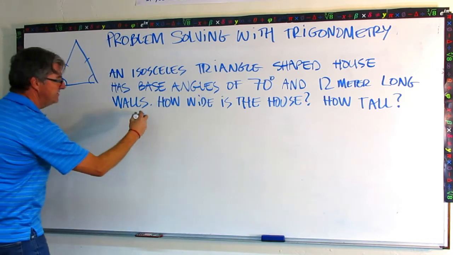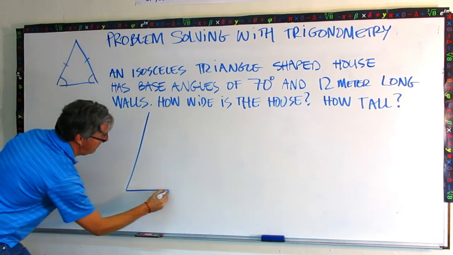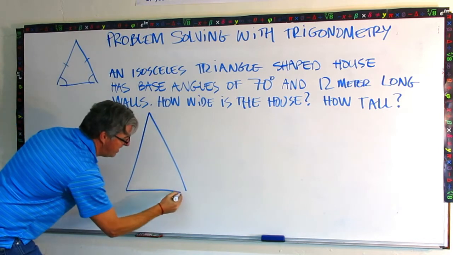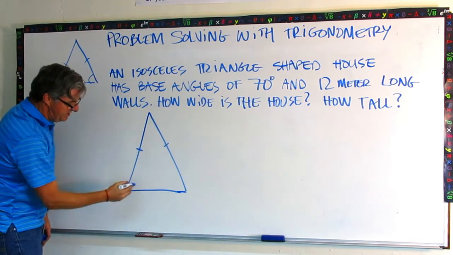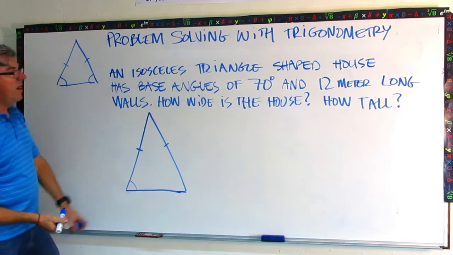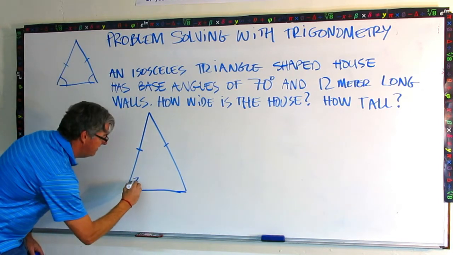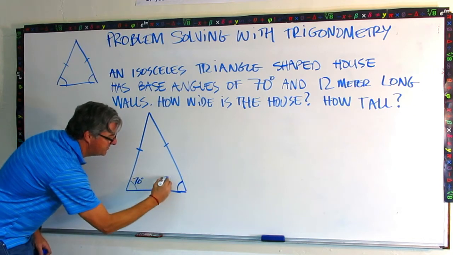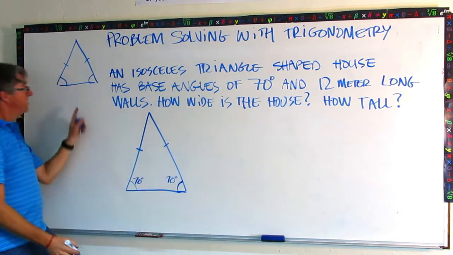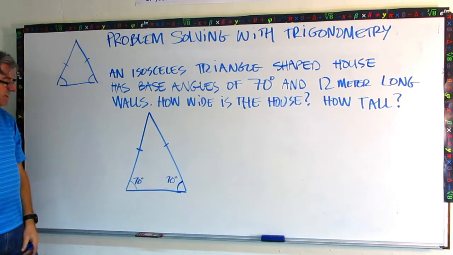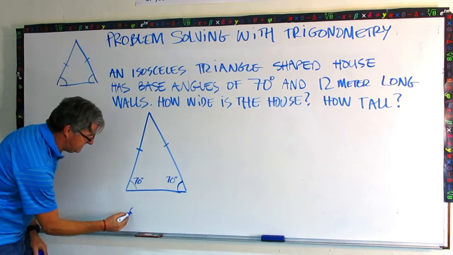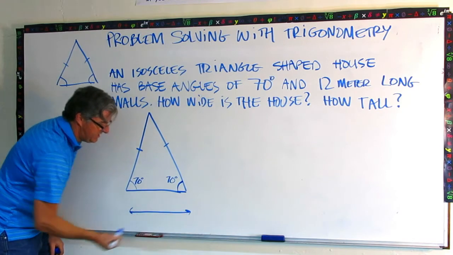Let's draw our house. It's an isosceles triangle shaped house, and this side equals that side, and that angle is what? 70 degrees. And we know that they're both 70 because from here they're equal. So these 2 angles are 70, and we need to know this distance. How wide is the house?